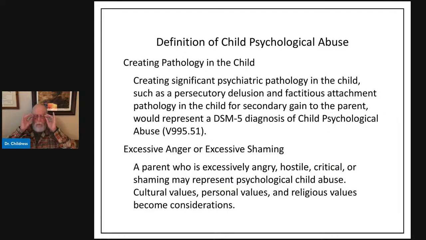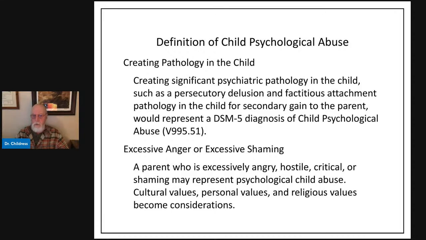So what is the definition of child psychological abuse? It's a vague term. So from my definition, it's creating significant pathology in the child. So creating significant psychiatric pathology, a delusional thought disorder, DSM-5 297.1, and a factitious disorder imposed on the child, DSM-5 300.19, those are both child abuse, either one and both. Creating a delusional thought disorder that destroys the child's attachment bond with the other parent.